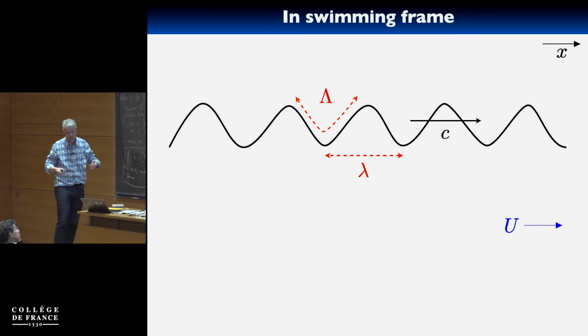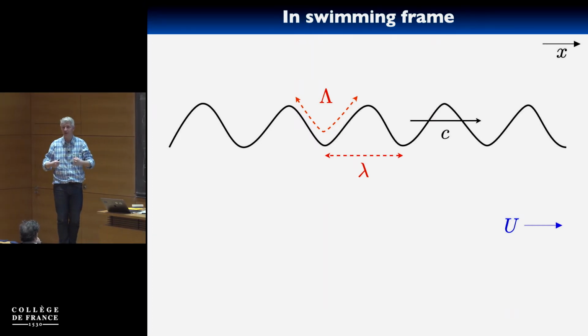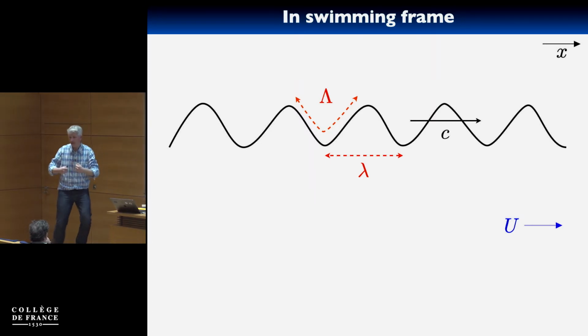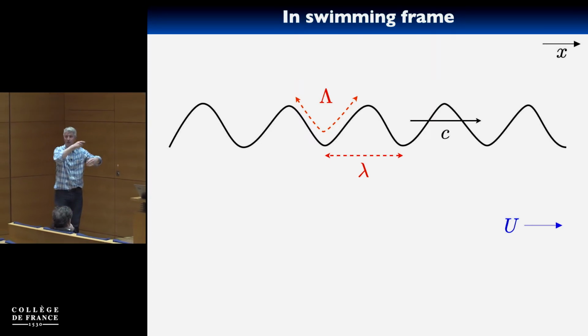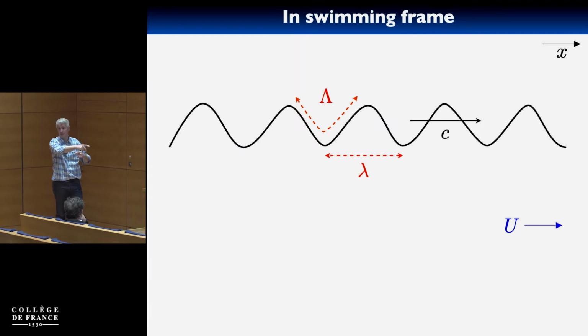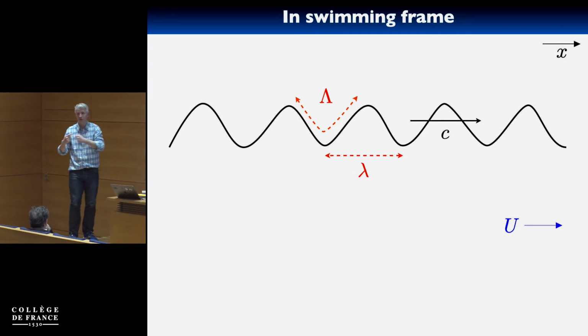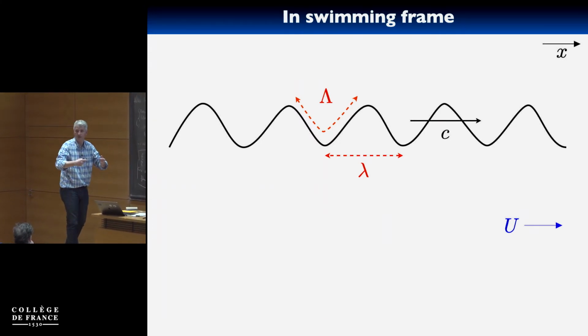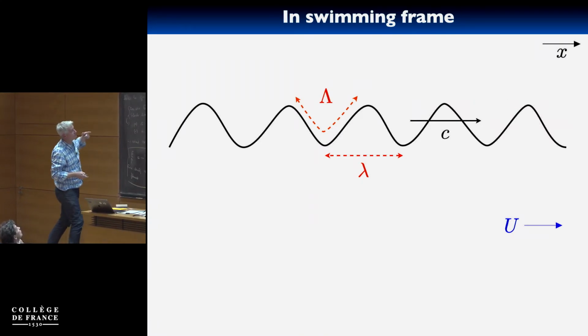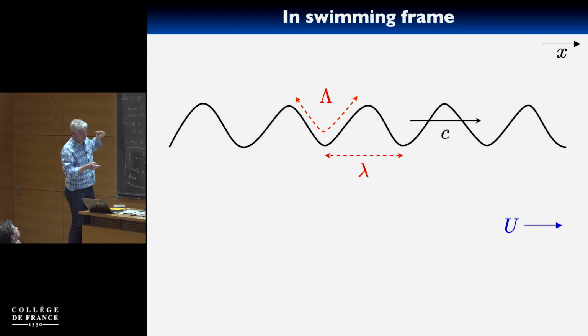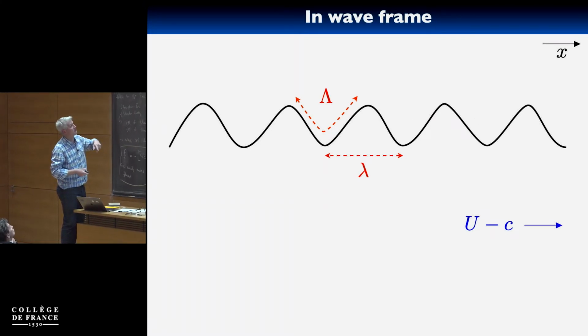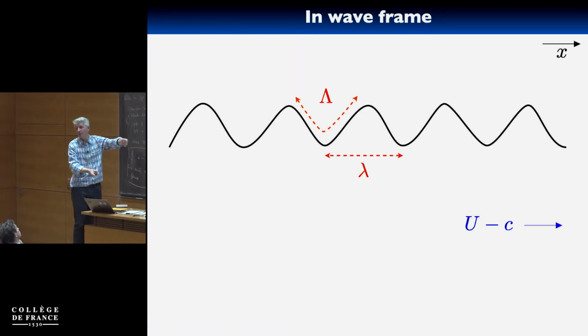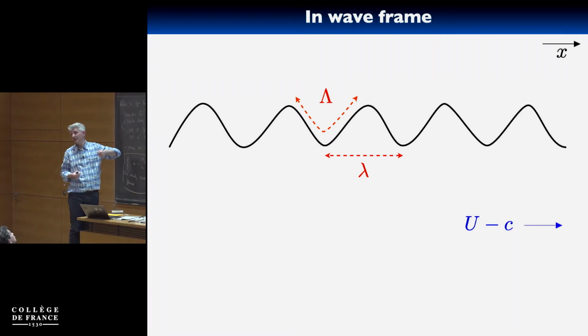Now, the second thing is I'm sitting on, say, the cell body, in the swimming frame, but I can still see a wave going away from me, because remember, there's a wave traveling in the body frame. So I'm going to jump to another frame. I was in the swimming frame, and now I'm going to jump into the wave frame and move with the wave. The wave moves to the right with speed c, so the speed at infinity, I have to subtract that speed, so it becomes u minus c.